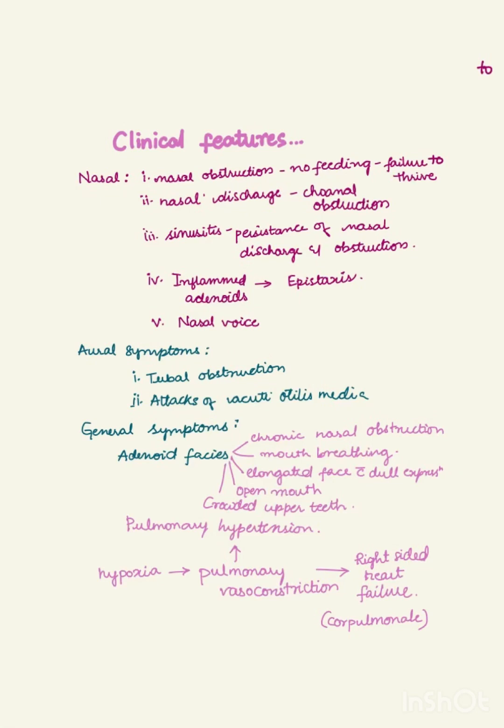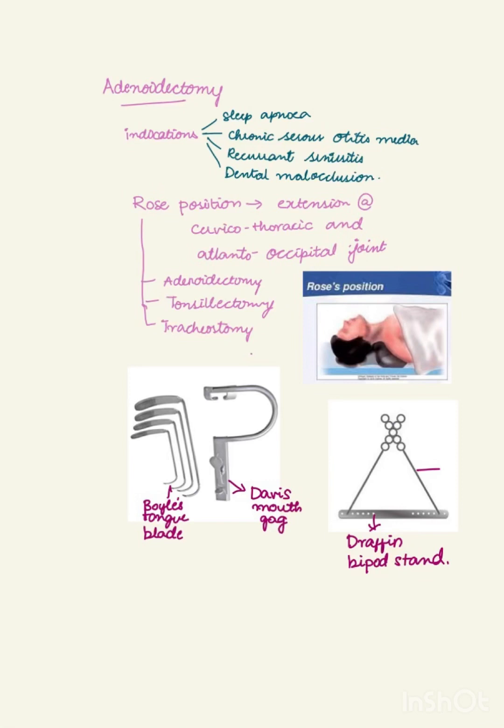These patients experience hypoxia due to nasal obstruction, which leads to pulmonary vasoconstriction and then eventually right-sided heart failure. As management of adenoid hypertrophy, adenoidectomy is done. The indications include sleep apnea, chronic serous otitis media, recurrent sinusitis, and dental malocclusion.